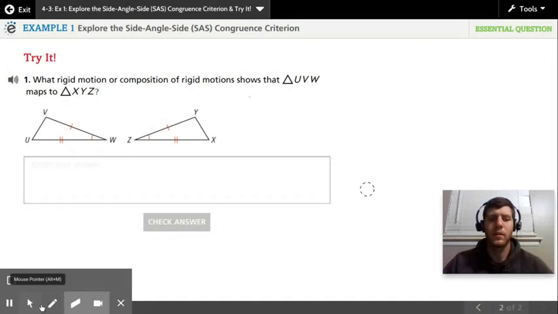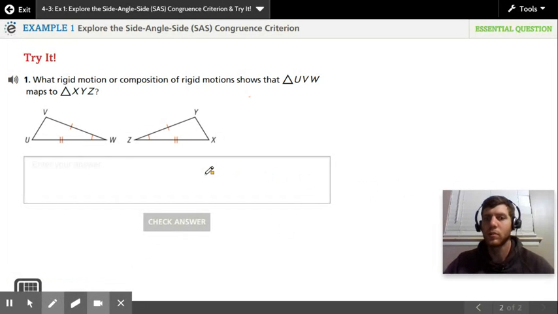okay, it says what set of rigid motions or compositions of rigid motions shows that they're congruent? Well, it's going to be a translation. So you're simply going to translate this over to the right. And then you're going to reflect it over a vertical line.